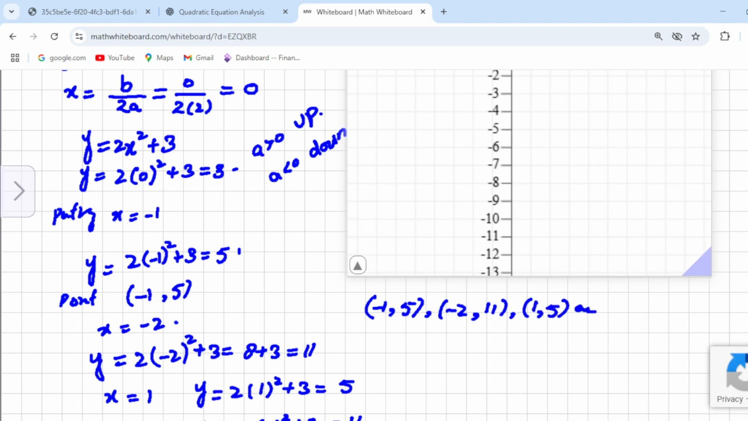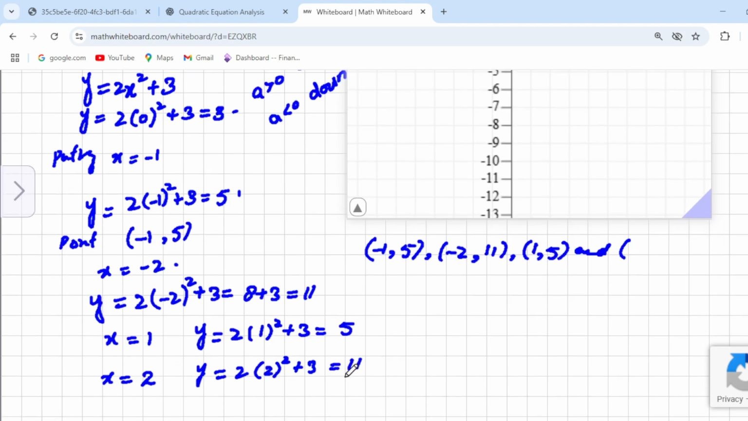Similarly, when we put x equal to 2, we get y equal to 11. So I will write here x equal to 2, y is equal to 11. These are the 4 points, points on the parabola. So we have to draw these points.